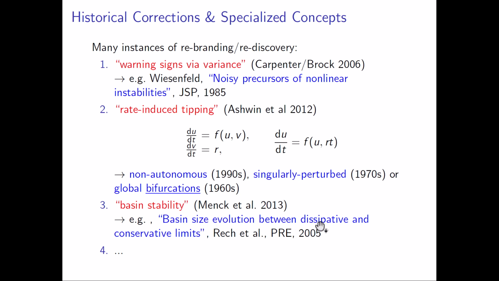On basin size evolution between dissipative and conservative limits, where they also measure the size of the basin. So this has been around for quite some time. And this is true for many of these things, so you have to be very careful in trying to sort things out. From a mathematical standpoint, I was particularly interested in trying to write out, for some of these discovered effects or phenomena that have been around in applications, a more detailed, consistent theory that you could write down and apply out of the box, a little bit like a toolkit.